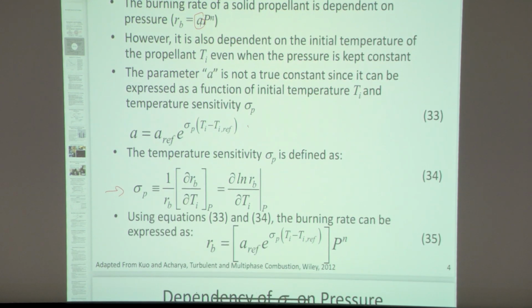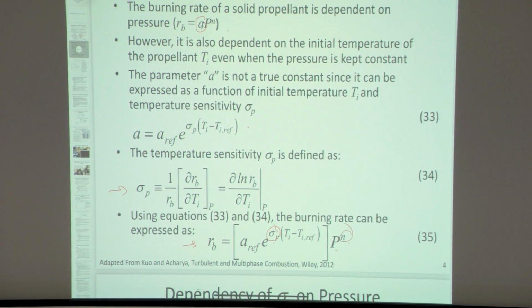If I incorporate this now into Vieille's law or St. Robert's law for the burning rate, I can write the burning rate as equal to this reference A value times the exponential of my temperature sensitivity times the initial temperature minus my reference temperature, times P to the N. What is going to become important then is determining these values, as well as this value, to fully characterize a propellant.